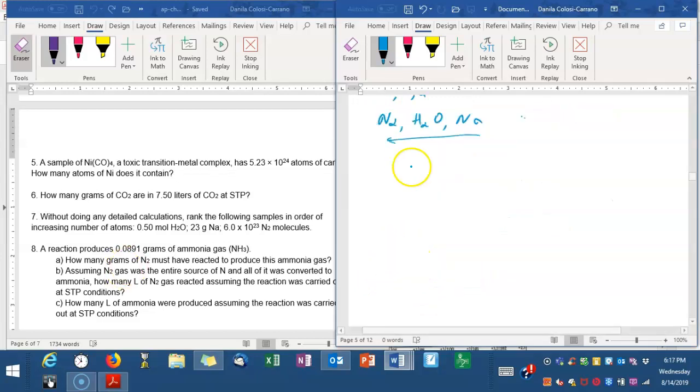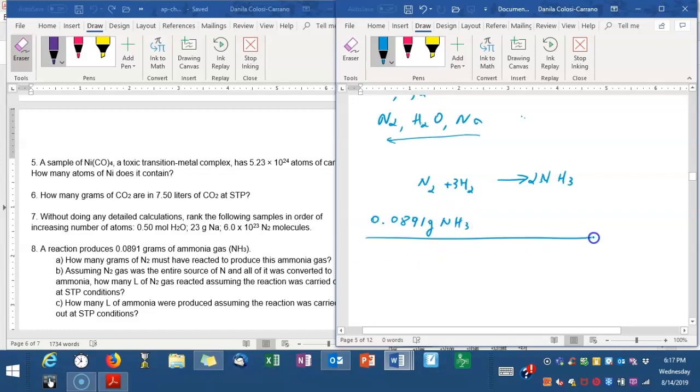A reaction produces this much ammonia. So if it is ammonia produced, then it comes from nitrogen and hydrogen. You got to balance your reaction, so you need a 2 there and a 3 here. So this is your reaction, the one that will give us the ratios. Then you know that you have 0.0891 grams of ammonia.